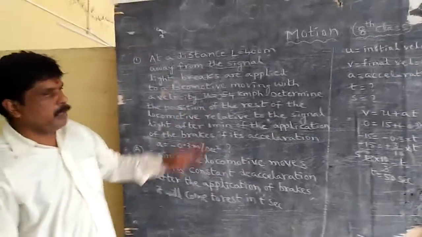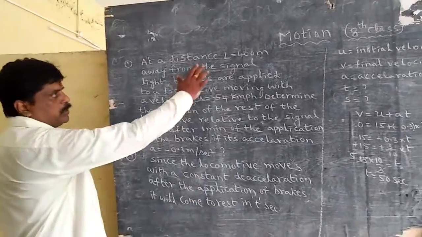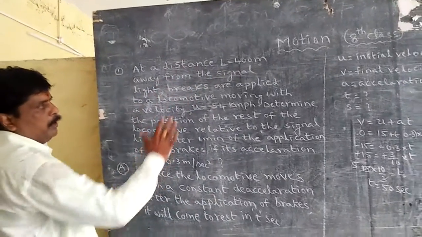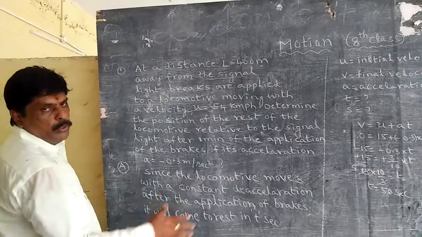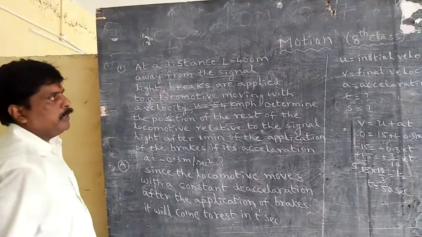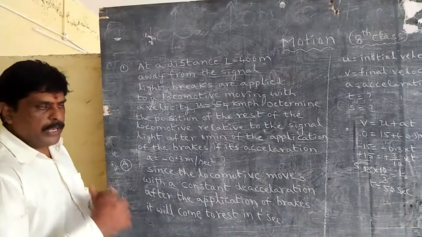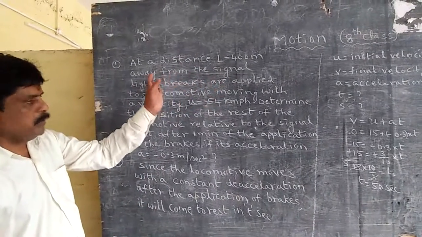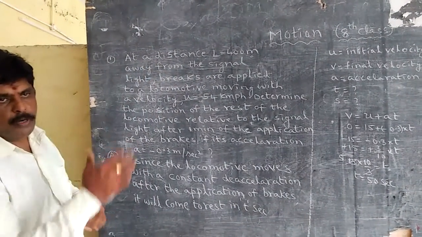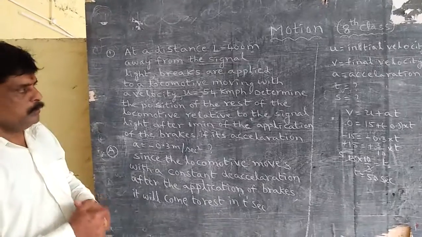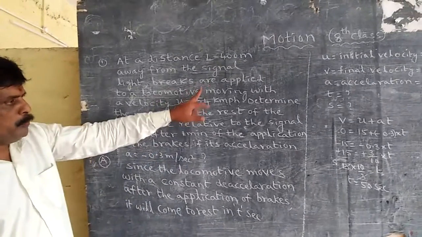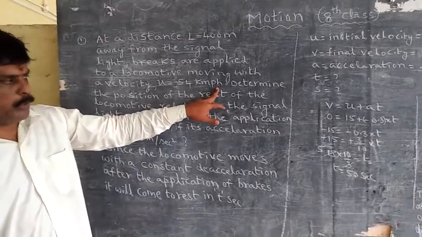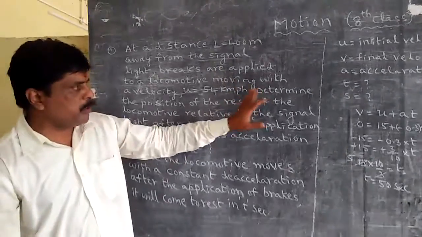Here a sum is: at a distance L equal to 400 meters away from the signal light, brakes are applied to a locomotive. Locomotive means train. The train is 400 meters away from the signal light when the locomotive applies the brake. It is moving with a speed of 54 kilometers per hour.